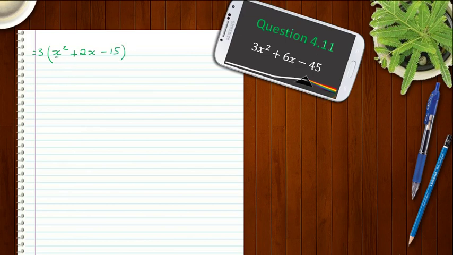Okay, so can we go further? This is 3 terms. We've got x squared, x, and a constant. So yes, this is trinomial. And taking 15's factors, that's 1 times 15 and 3 times 5. So to get plus 2, I'm going to say plus 5 minus 3. So this is going to be x plus 5 and x minus 3.